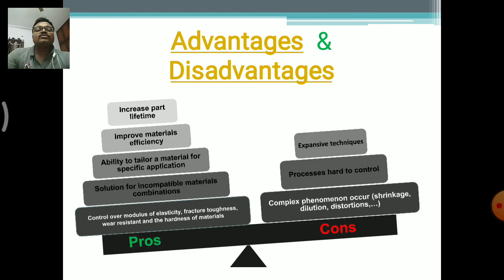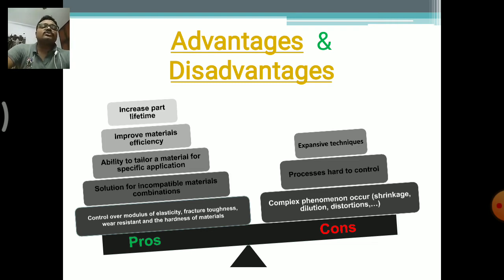Fourth one is the solution for incompatible material combinations. That is, the different types of combinations we have to use for the purpose of research or industry. And the last one is control over modulus of elasticity, fracture toughness, and some other mechanical properties. So these are all covered under FGMs.